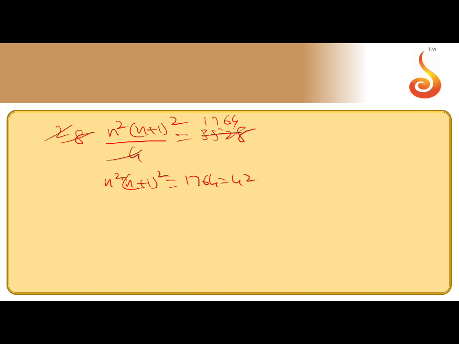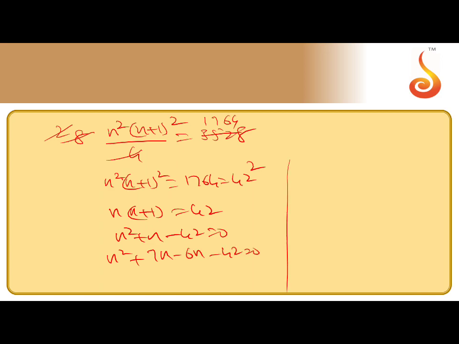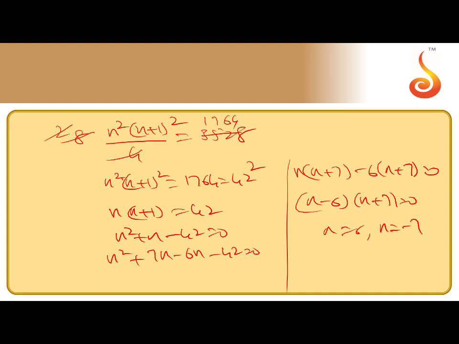Which is nothing but 42 square. So n into n plus 1 equal to 42. So n square plus n minus 42 equal to 0. You can take factors 7, 6. So factorize: n into n plus 7 minus 6 common, n plus 7 equal to 0. So n minus 6 into n plus 7 equal to 0. n equal to 6 or n equal to minus 7. n should not be negative. Therefore, n equal to 6 is the answer for this case.